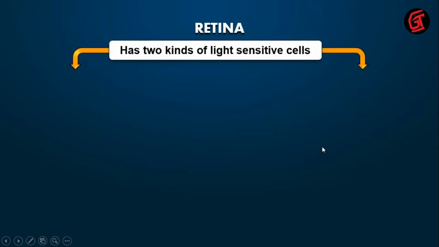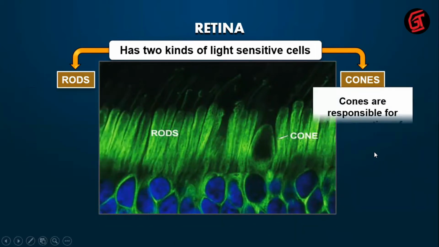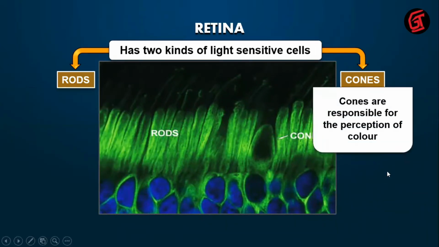Two kinds of sensitive cells the retina has: rods and cones. Rods, this is some extra knowledge, are responsible for adjusting our eyes to different intensities of light. Whatever the light is, it adjusts itself. And cones are responsible for the perception of color. So we come to know because of the cones in our retina what color we are watching.